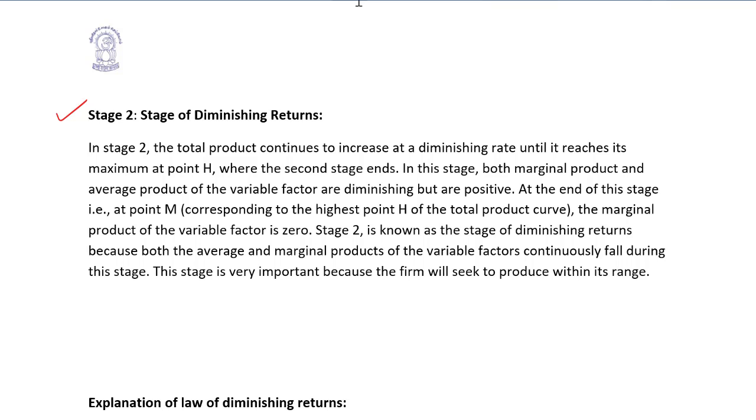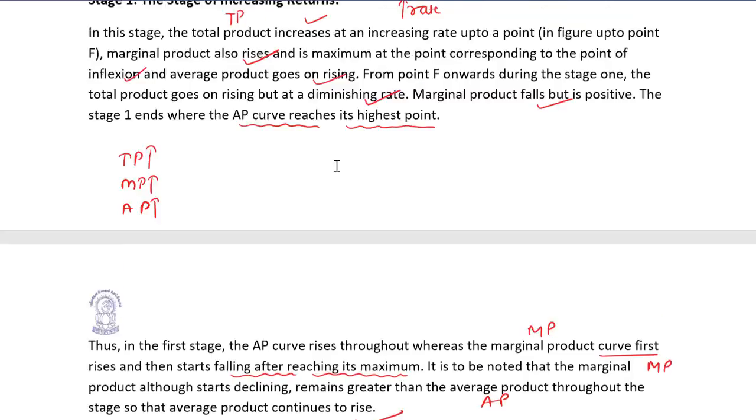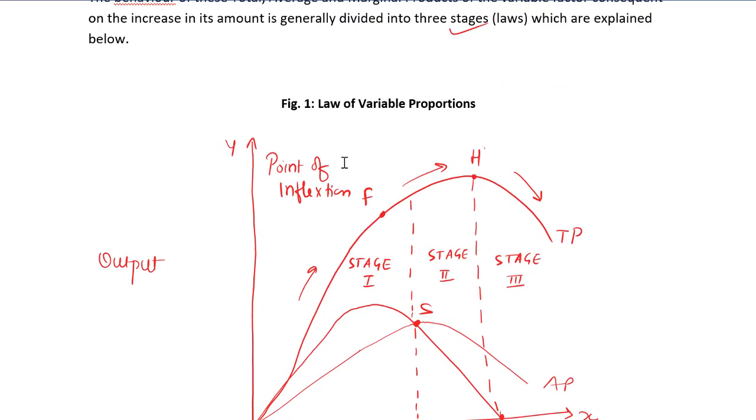Just see the law in stage 2. Total product continues to increase at a diminishing rate until it reaches the maximum point, that is H, as you can see over here.